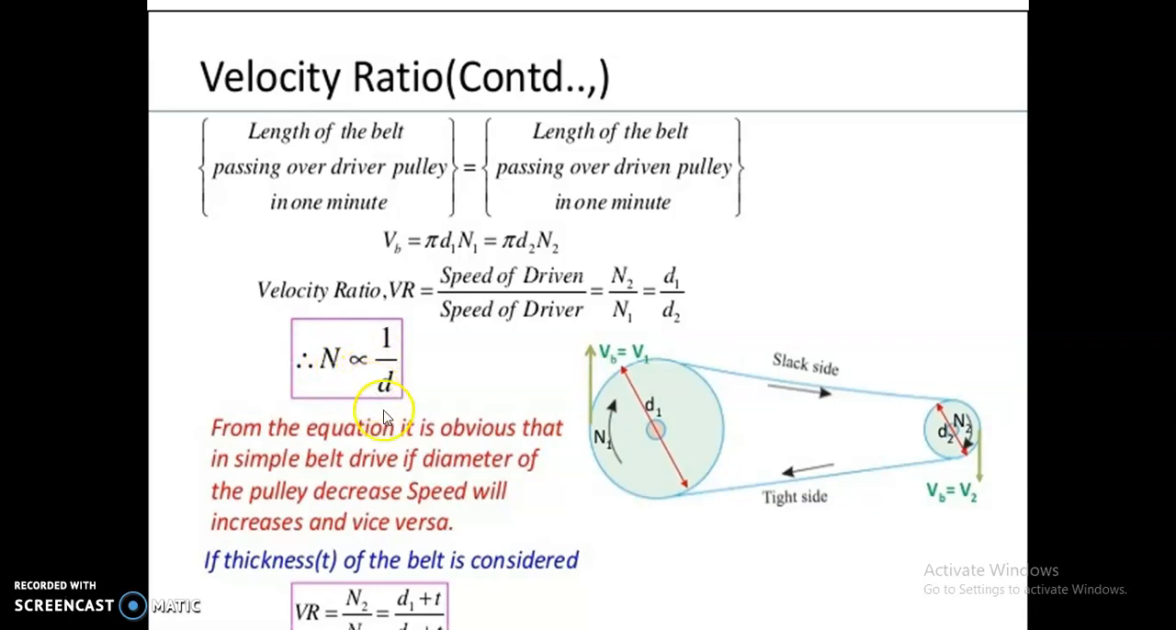I hope you understand. If we consider the thickness of the belt, we can write the velocity ratio formula as n2 by n1 is equal to d1 plus t, the thickness will be added. So finally, the velocity ratio when we consider the thickness of the belt is n2 by n1 is equal to d1 plus t divided by d2 plus t.